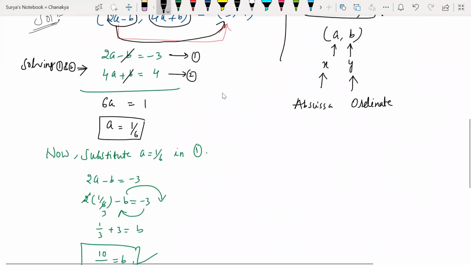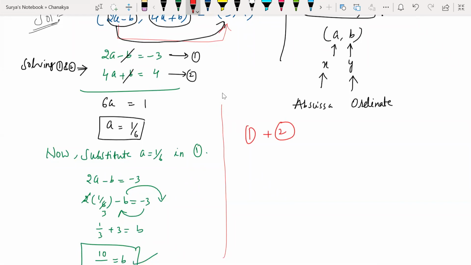What I'm doing here, solving equations 1 and 2, let me repeat the answer. Let me solve equations 1 and 2 again. See here, I'm adding equation 1 plus 2. You can do it like this also. If I add, what am I getting here? Look at this here. 2a minus b plus 3.